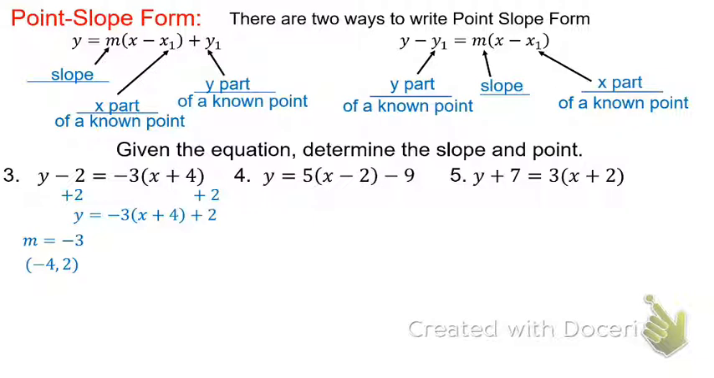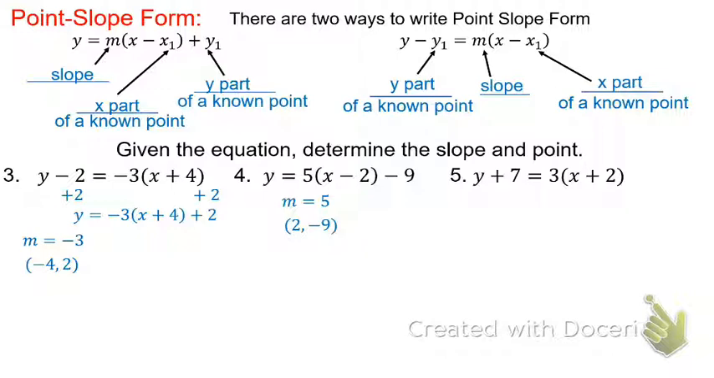All right, hopefully you had a chance to work these ones out. It's already in the form where the y1 is on the right-hand side, so we can look at it and figure out what we see here. In this case, the slope is 5, and in the parentheses we have x minus, which means x1 is 2, and the y1 is -9. So the coordinate would be (2, -9).